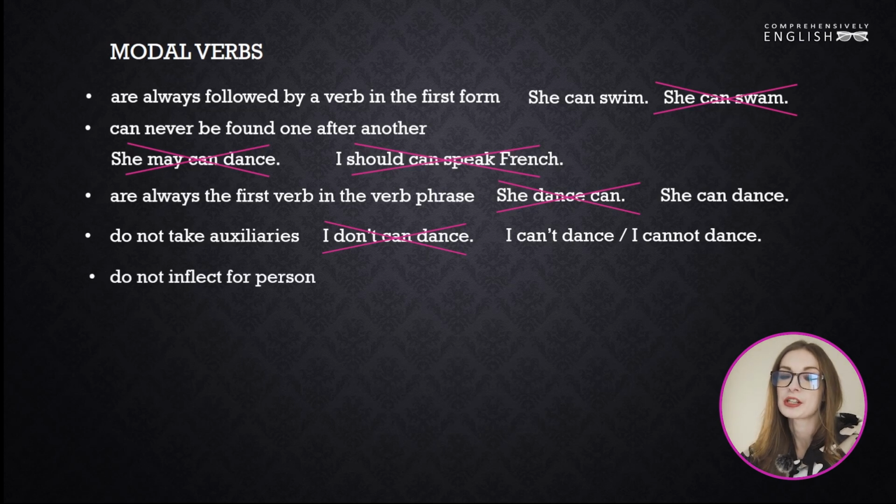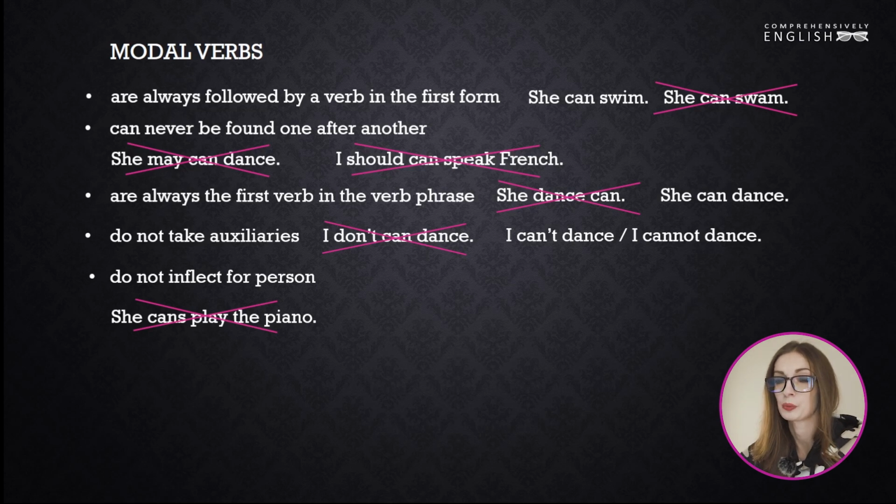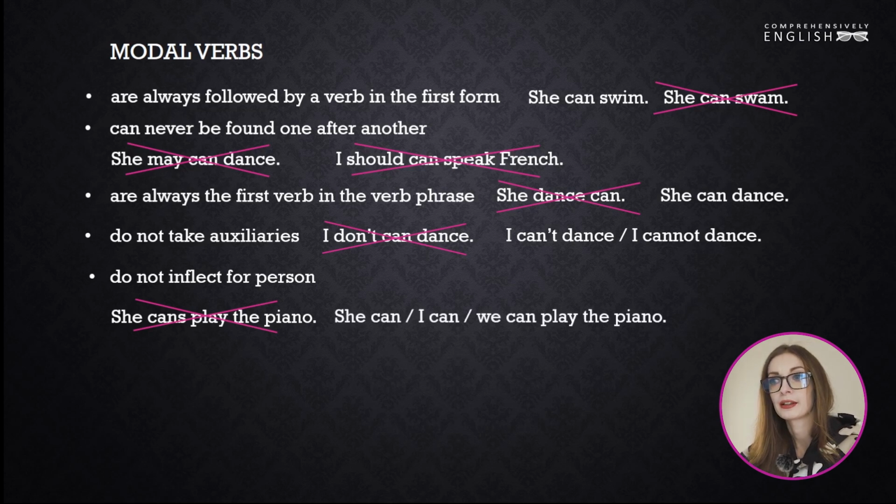Modal verbs do not inflect for person. You cannot add an ending -s to a modal verb. You cannot say "she cans play the piano." It will be wrong. She can, I can, we can play the piano. No matter what the person is, can will always remain the same.